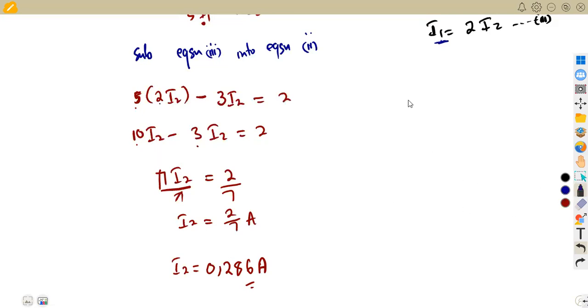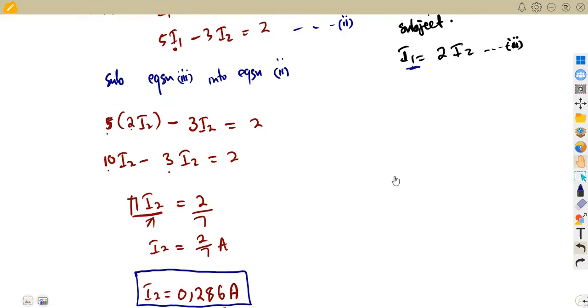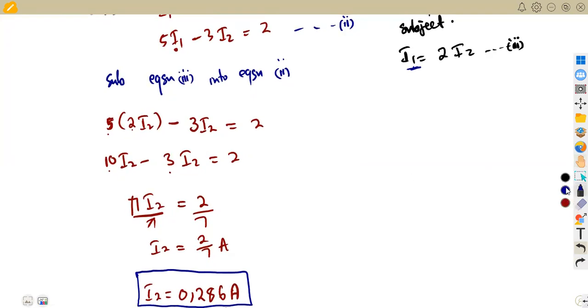With the same concept that we have calculated our current I2, we are going to calculate our I1. As we can see, once we have I2, we can substitute this in any of the given equations, and it is going to be best for you to substitute in equation 3, because from equation 3, we already have I1 there as the subject. So you can substitute there in equation 3.